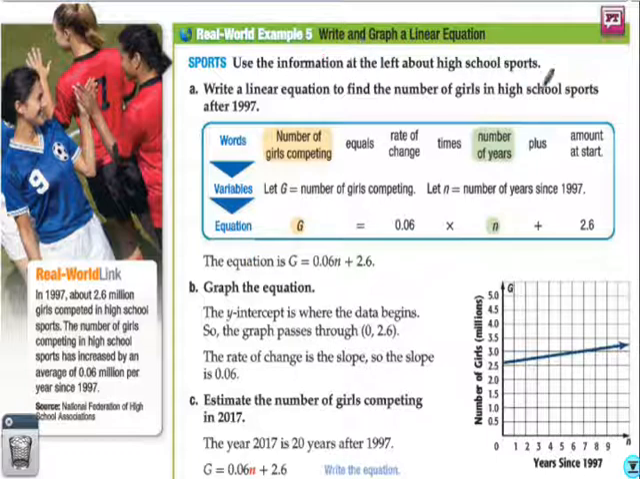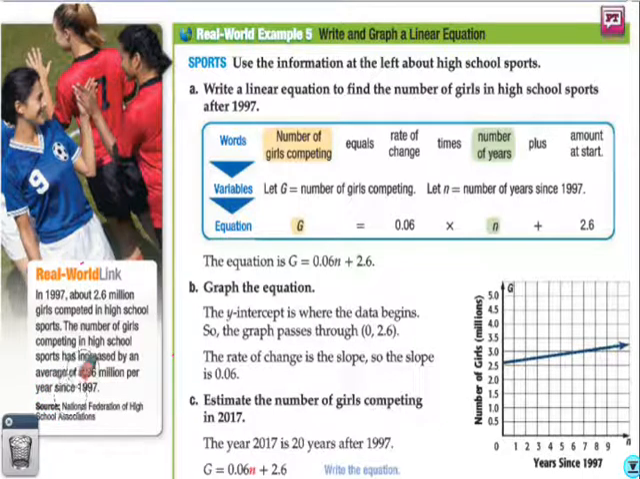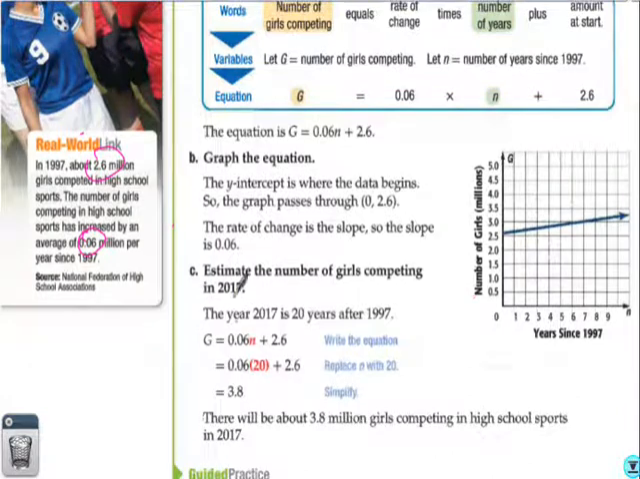So write a linear equation to find the number of girls in high school sports after 1997, and here's all the information over here. So the equation is G equals 0.6n plus 2.6. We know that because we started at 2.6 and it's increased by an average of 0.6 million per year, so that's the slope. So we graph the equation and write the equation, and then we estimate the number of girls competing in 2017 just by plugging that in. Very simple stuff, okay?